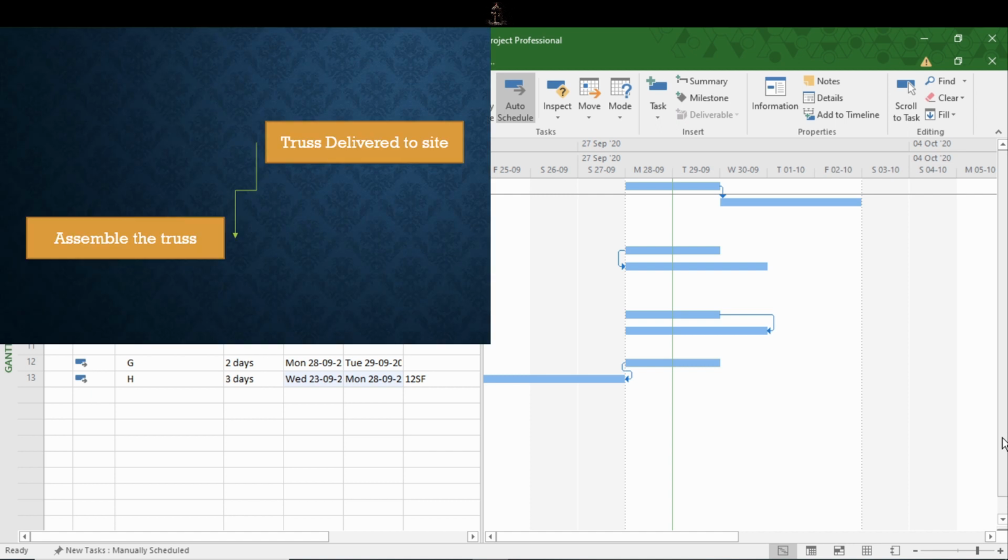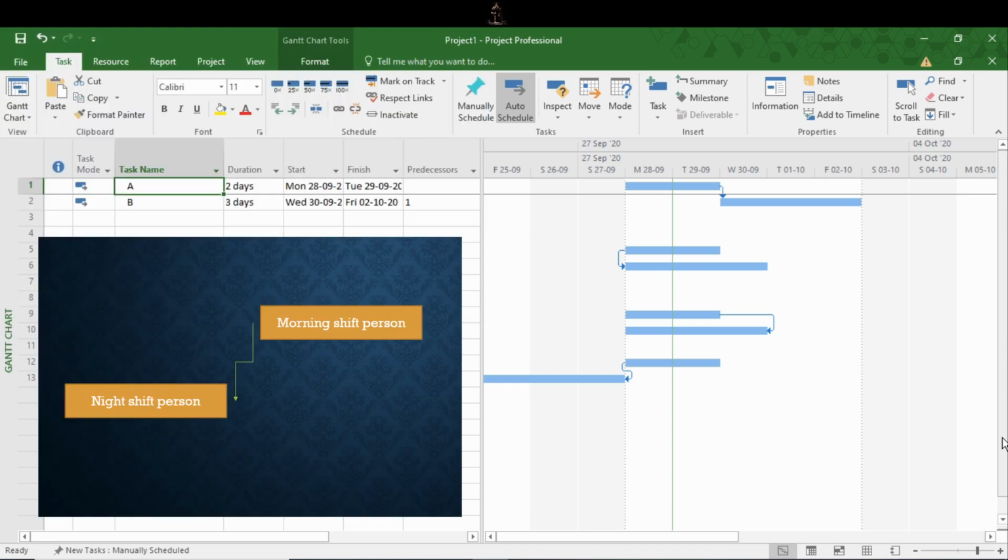For example, successor activity, assembly of roof, cannot start unless we get or start truss delivery. Another example is a watchman or nurse. Let's consider there are two people. One is having a day shift and another a night shift. The person on duty already cannot finish until the next person comes in and starts his duty. So that's all about the relationships.